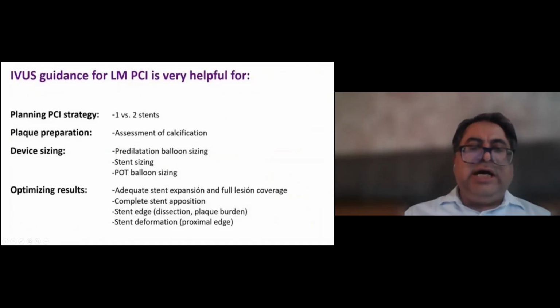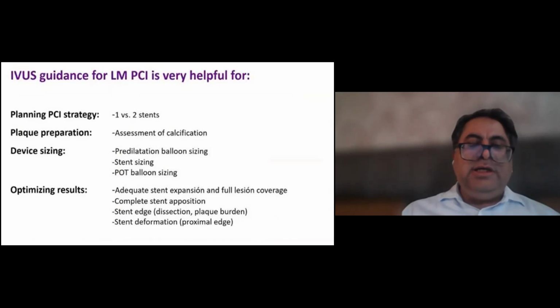So IVUS guidance for left main is important to plan the PCI strategy, whether we use a 1 versus 2 stent strategy. Also for plaque preparation, that is the assessment of calcification. Then device sizing can be done. We can do pre-dilatation balloon sizing, stent sizing, and even the balloon which we use for post-dilatation, we can size adequately. Then it can optimize our results when we see that there is adequate stent expansion and full lesion coverage.